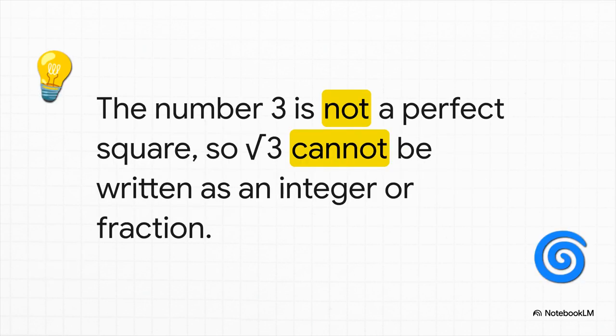Yep, you probably guessed it. It's irrational. Because 3 isn't a perfect square, its square root can't be some nice, simple number. Nope, its decimal is going to go on forever and ever with no pattern. It's another one of our rule breakers.